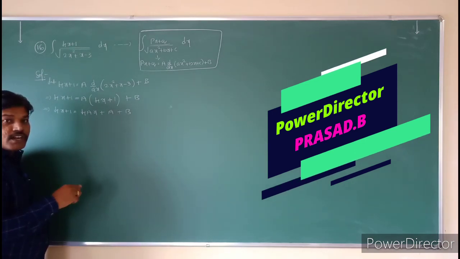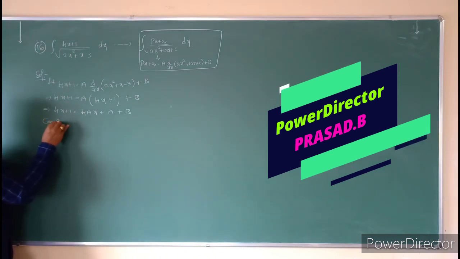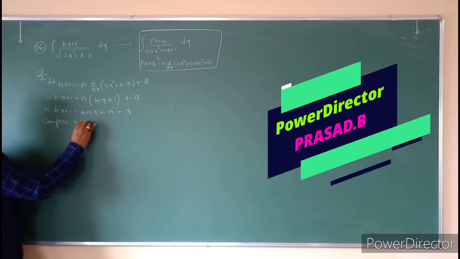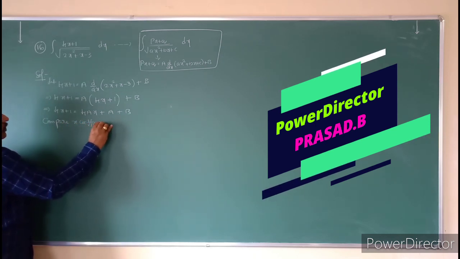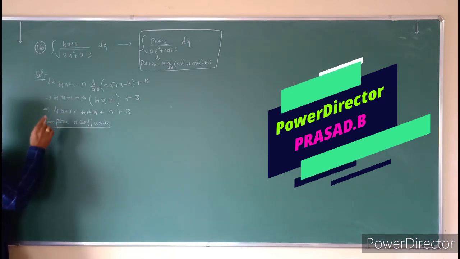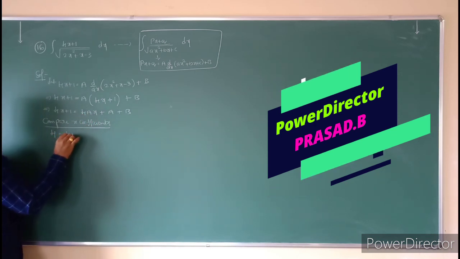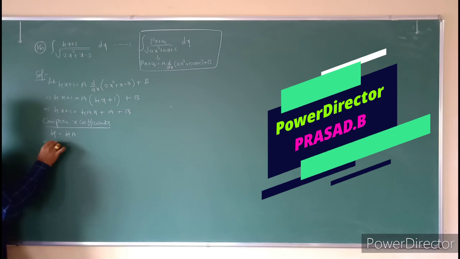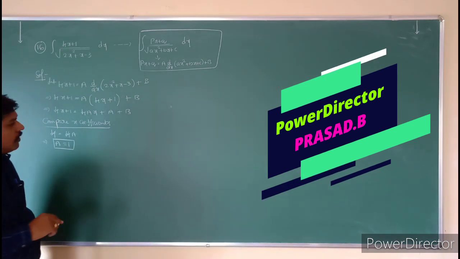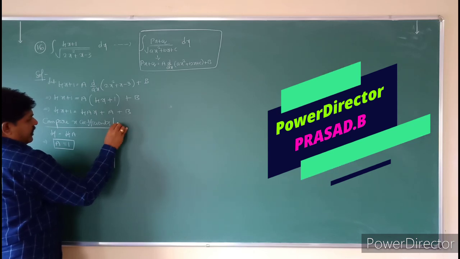So how to calculate the a value and b value here? First I will compare the x coefficients on both the sides. What we will get: the x coefficient on the LHS is 4, and the x coefficient on the RHS is 4a. So 4 will be cancelled, that implies a is equal to 1. What is the a value? The a value is 1. Similarly, next I will compare the constants on both the sides.